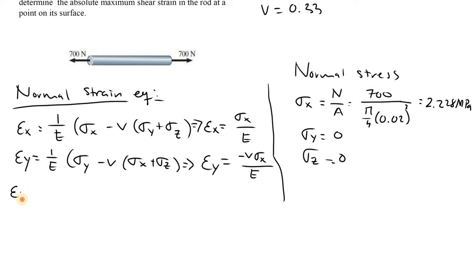And lastly, we want to find the strain in the z direction, 1 on Young's modulus. Again, the equation looks similar, just for z: minus Poisson ratio times the normal stress in x plus the normal stress in y. We'll find that our strain in the z direction is the same as our strain in the y direction.